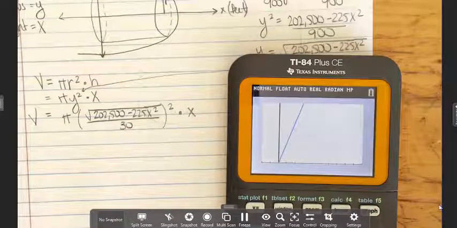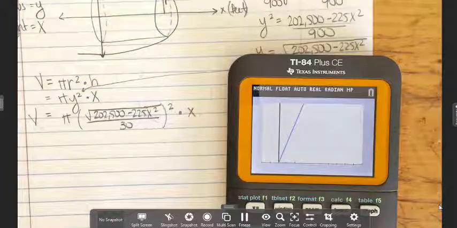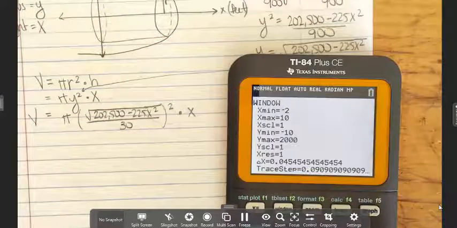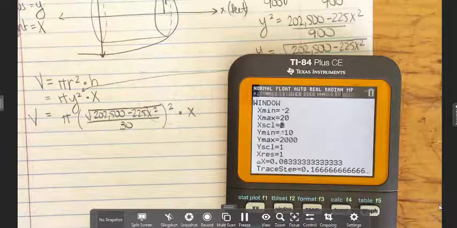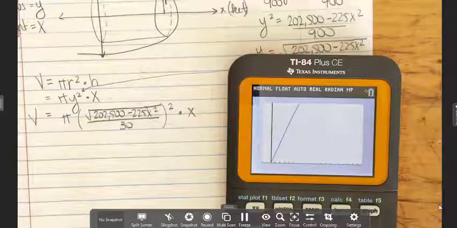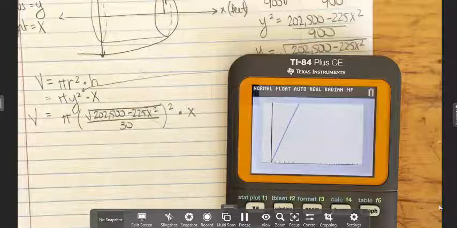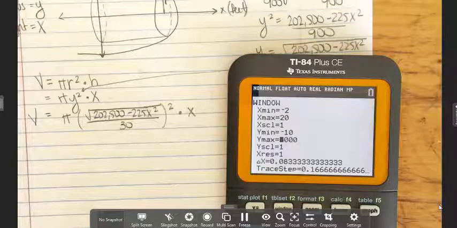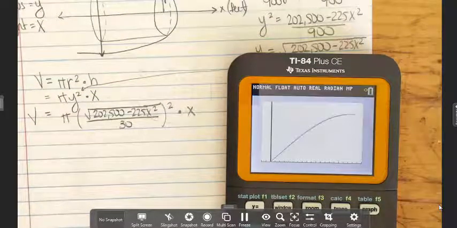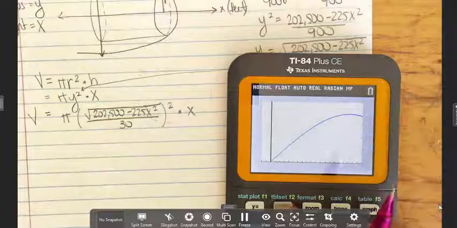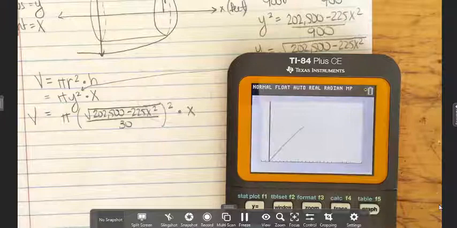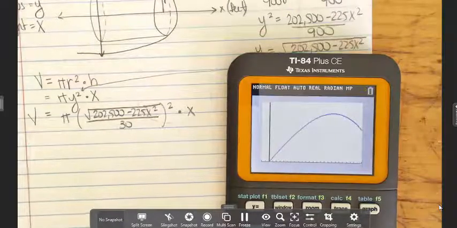Oh, man. I'm not doing so good on this. I'm going to also change my X max. I'm going to go up to 20 and maybe make this 4,000. Still not tall enough. 10,000. Come on. Oh, finally. It looks like I'm almost at the max, or I'm a little bit past it. I'm going to go a little bit more past it. Okay, so now I can actually see the peak.